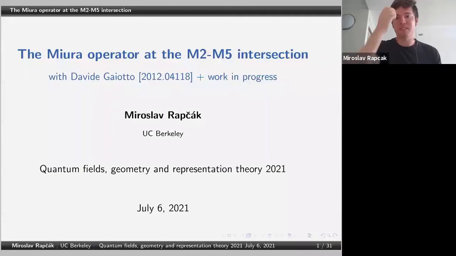conference. So as Chris already told you, I'm going to tell you about my recent work with Davide Gaiotto on the Miura operator, and I'm going to give you a new interpretation of this important object in the theory of KdV hierarchies and vertex operator algebras known as the Miura operator. I'm going to argue that you can think about the Miura operator as an operator living at the intersection of an M2 brane with an M5 brane in twisted M theory. This is based on my research with Davide Gaiotto that we published at the end of last year and some work in progress.